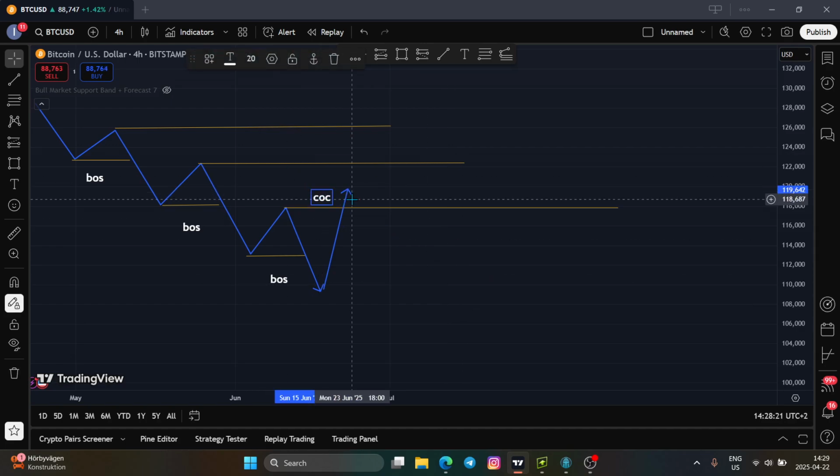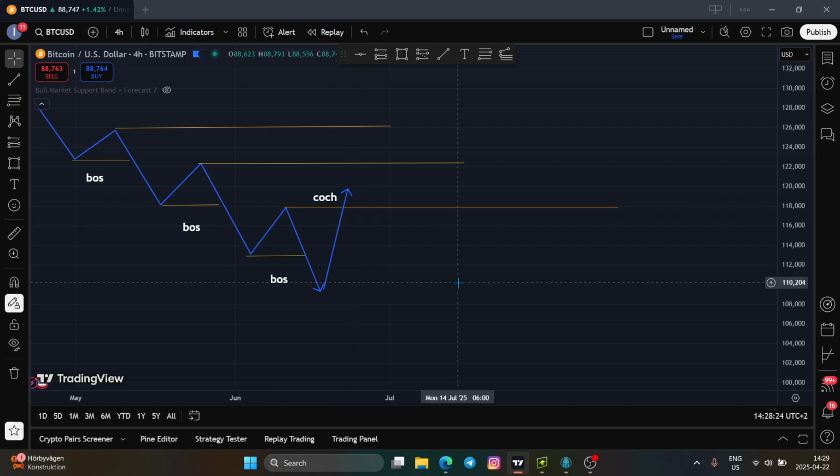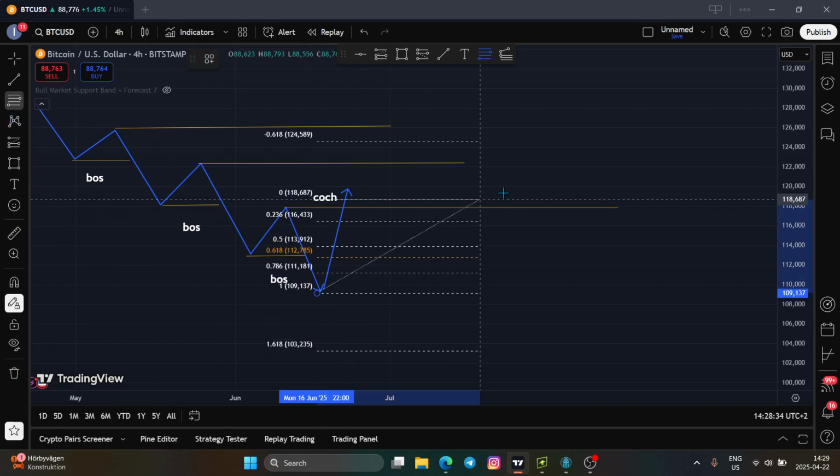Let me change it. I don't know. ChoCh. So now it's a ChoCh. So now we know the price is going to come down here to this area, and then you will have an opportunity to buy. So you can draw a Fibonacci extension.